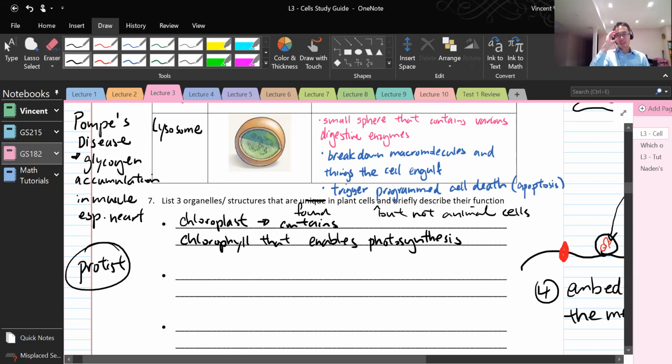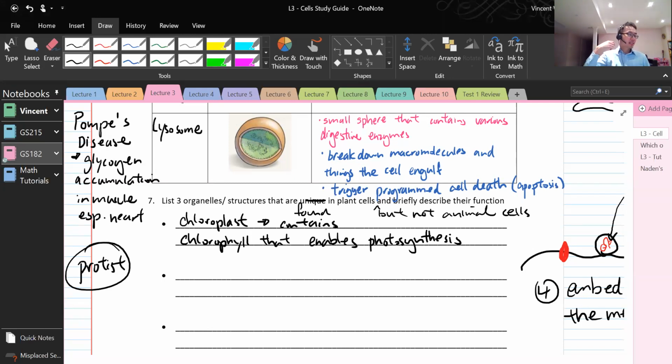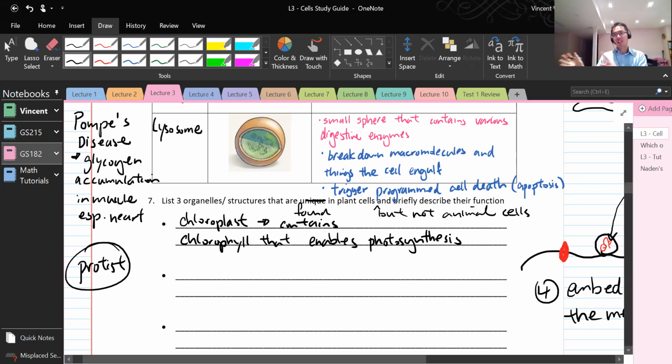I don't know if you guys know this, but there are different kingdoms, right? In terms of living things, there is the animal kingdom, which includes humans, cats, dogs, all the animals that you can think of. There's the plant kingdom, and then there is the bacterial kingdom. And then there is also fungus and protista, or protists. Those are separate kingdoms.